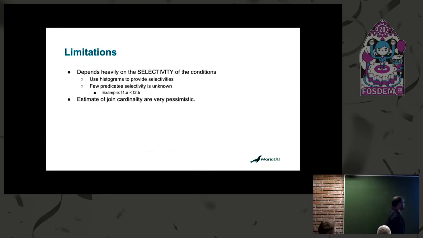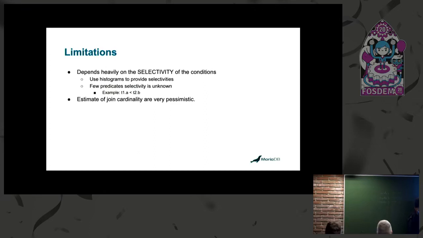So the most important part for the optimizer to pick any plan is the selectivity of the conditions. This approach that MariaDB has taken for order by limit optimization heavily depends on the selectivity of the conditions. So if someone wants to use it, I would suggest at least using histograms to provide the selectivities to the optimizer, because otherwise the estimates can vary a lot, and when we push the limit, that can give us plans that are not that good.